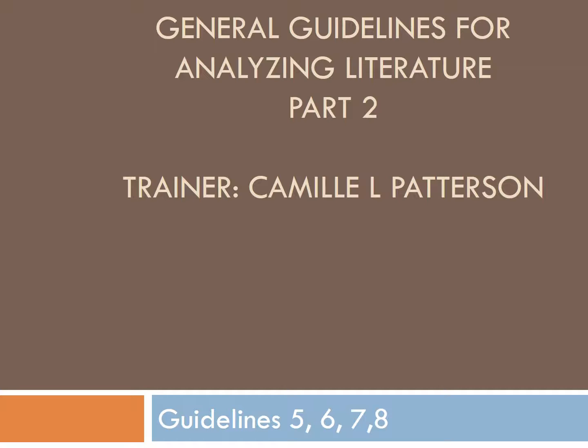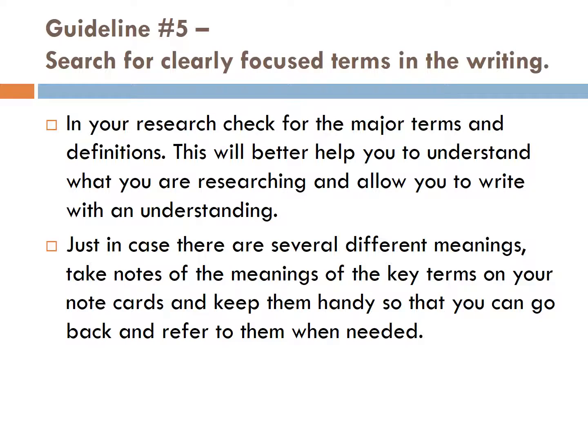For the first guideline, guideline number 5, you want to search for clearly focused terms in your writing. In your research, you want to check for the major terms and the definitions that follow. This will better help you to understand what you are researching and allow you to write with an understanding. You don't ever want to be writing something that you aren't clear on or don't understand yourself, because when someone reads it, they'll be able to tell whether you know what you're talking about or not.